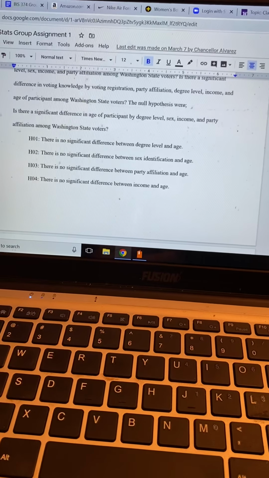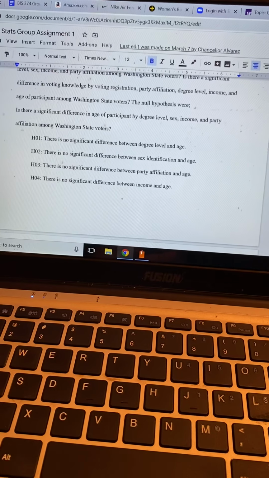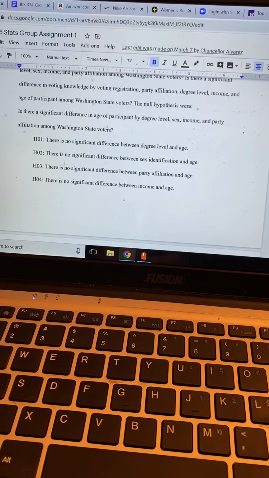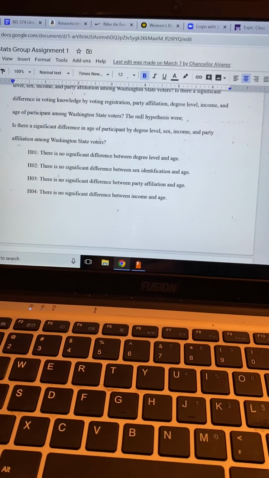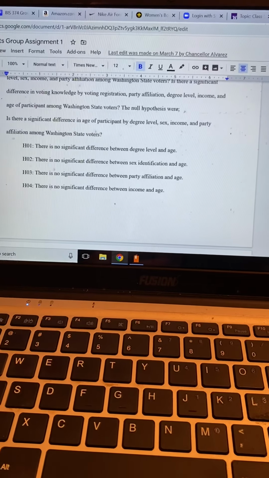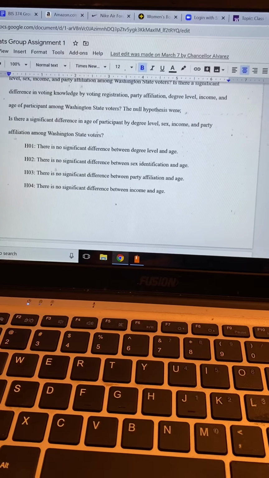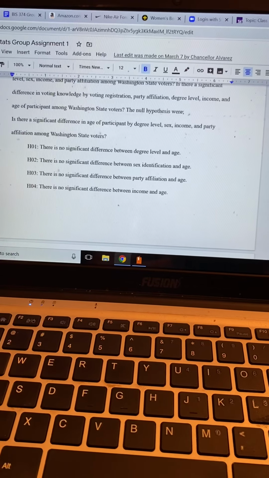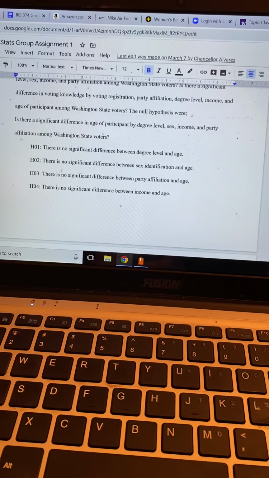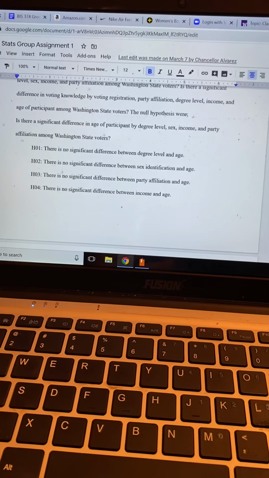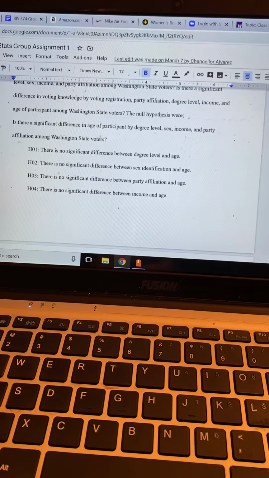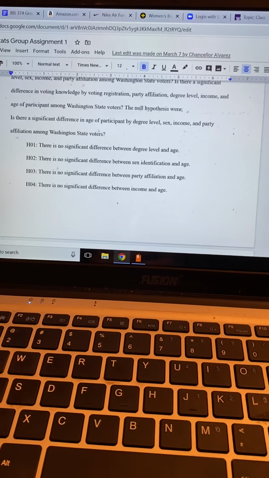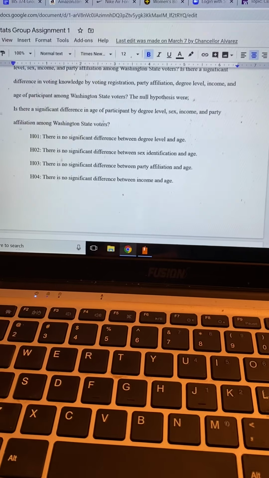There's no significant difference between degree level and age, so we tried to find if there was a difference between the questions we asked them about each individual independent variables and dependent variables, and we tested them using the software analysis package called SPSS, which is typically used for all statistics classes.